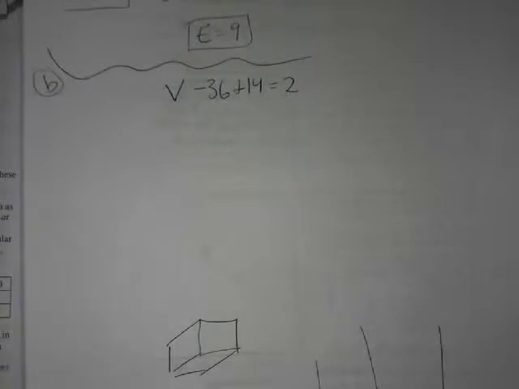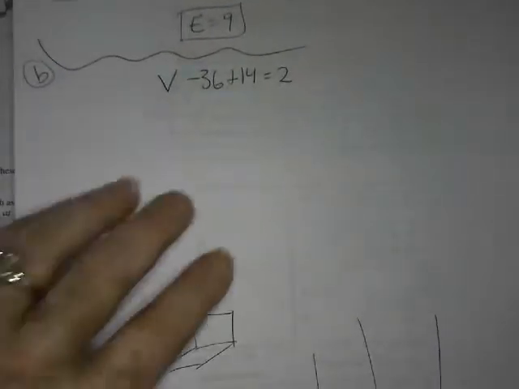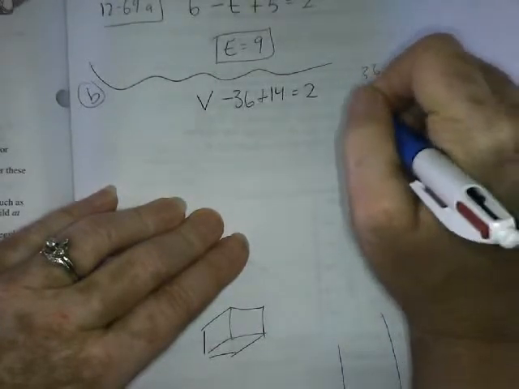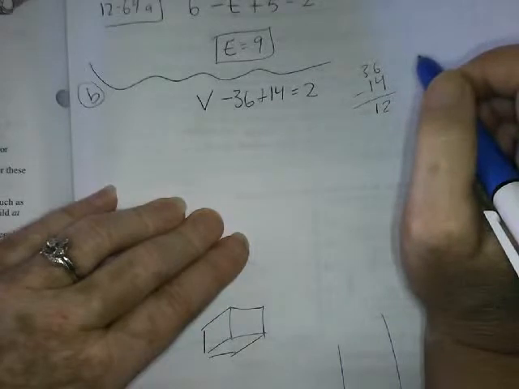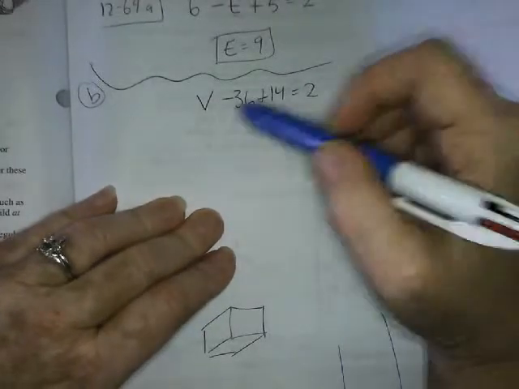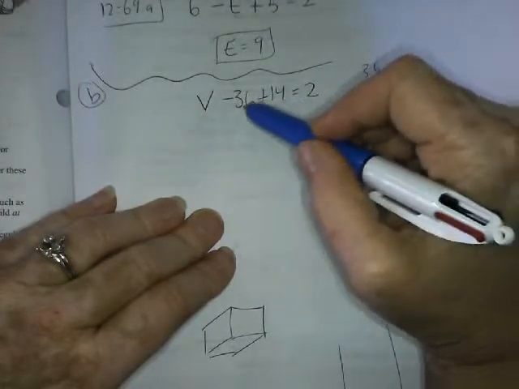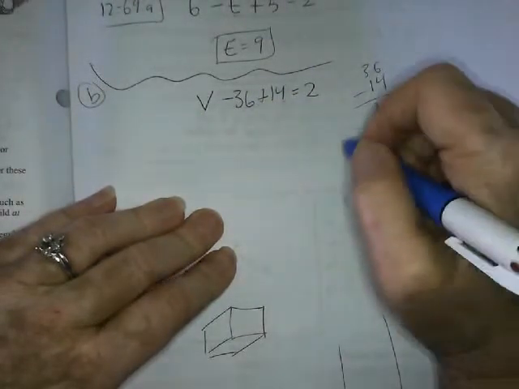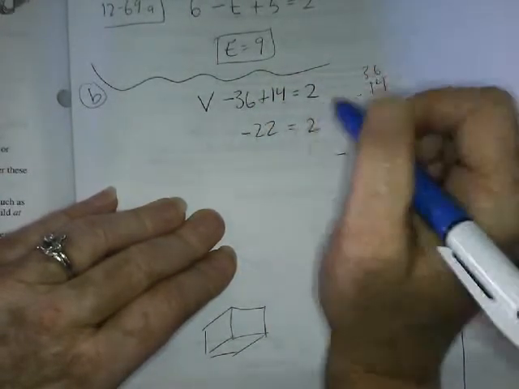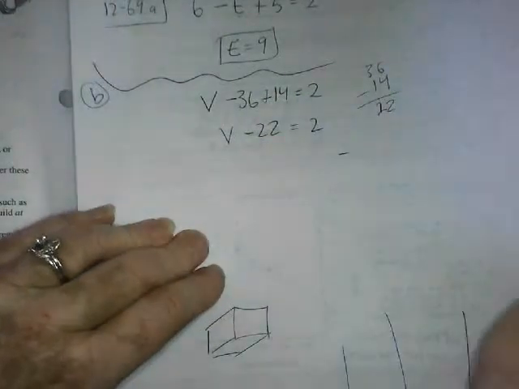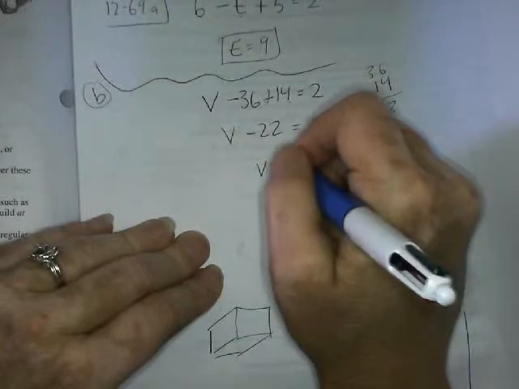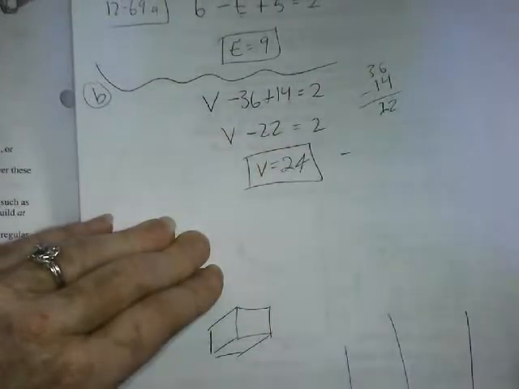So, is it 12? No, 36 minus 14 is 22. So I think this makes negative 22. I'm kind of useless without a calculator, unfortunately. If I add 22 to both sides, then I would get 24. Hopefully I didn't make any mistakes on these. I don't have the answers in front of me.